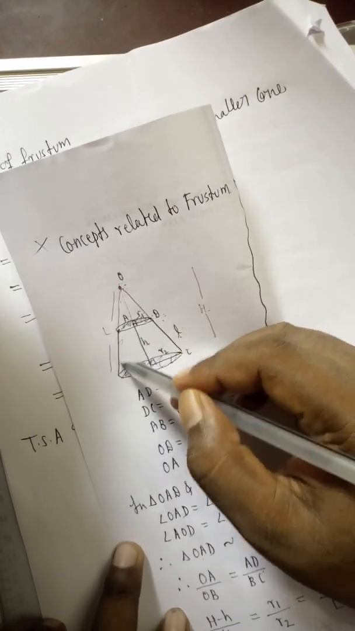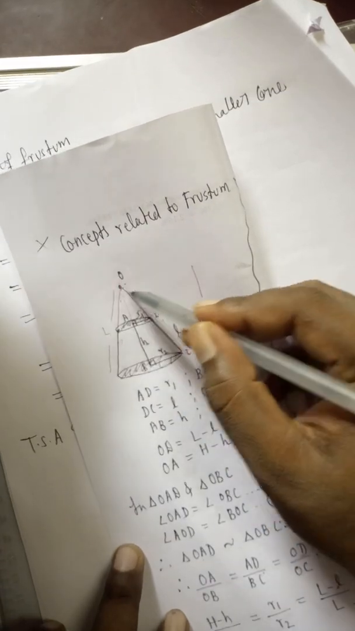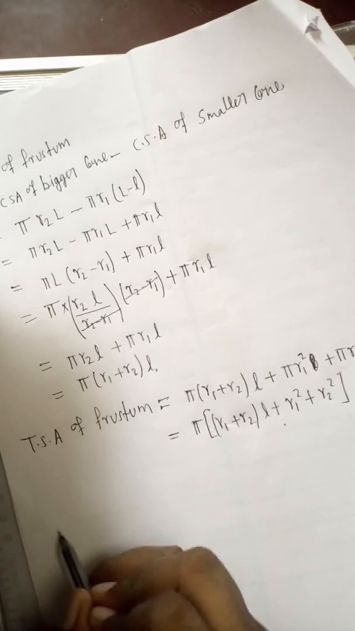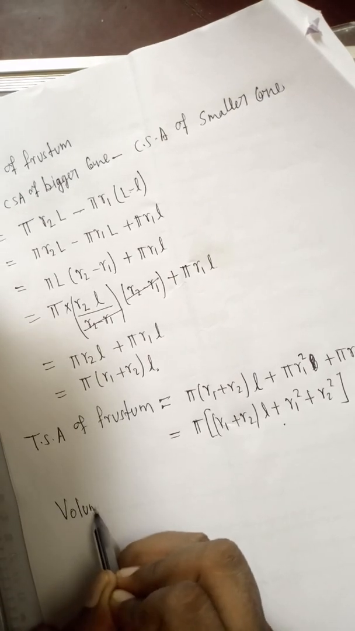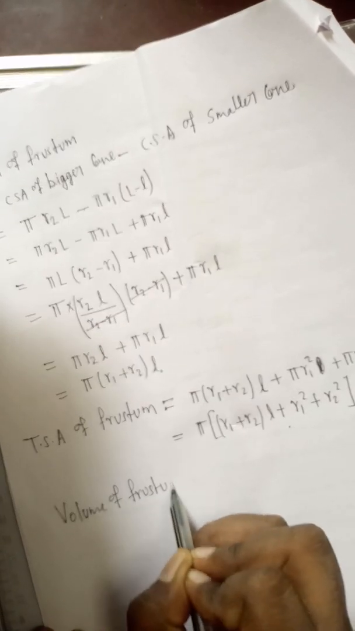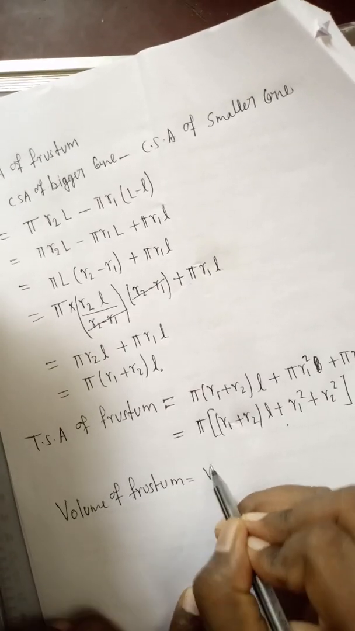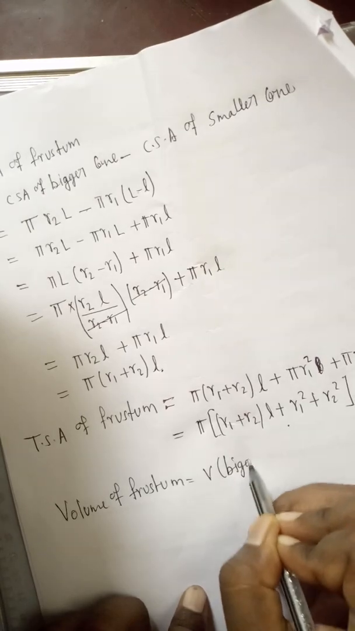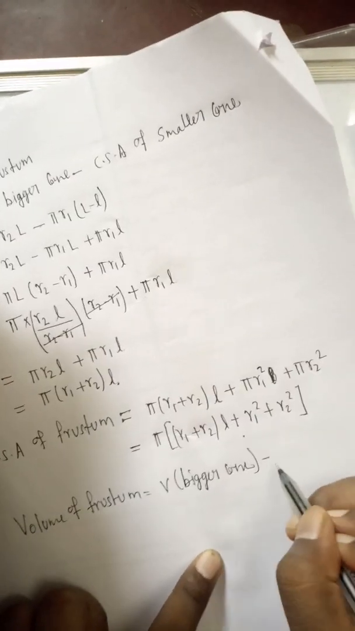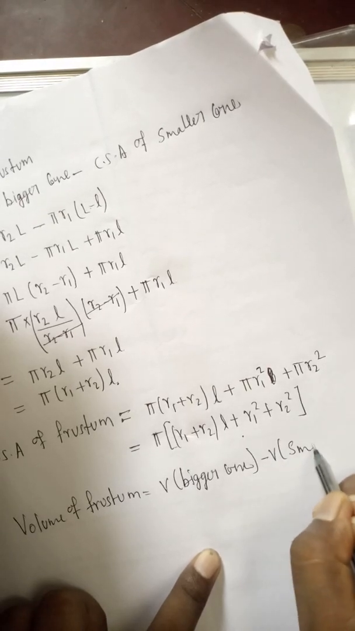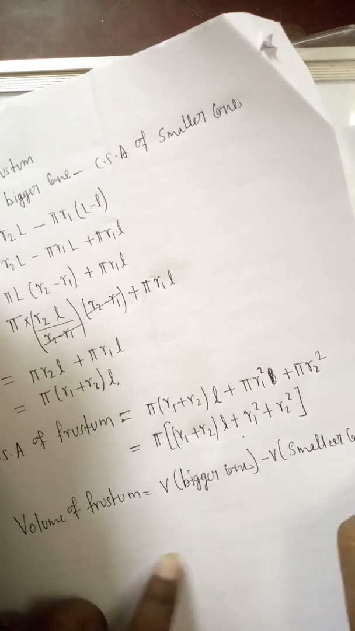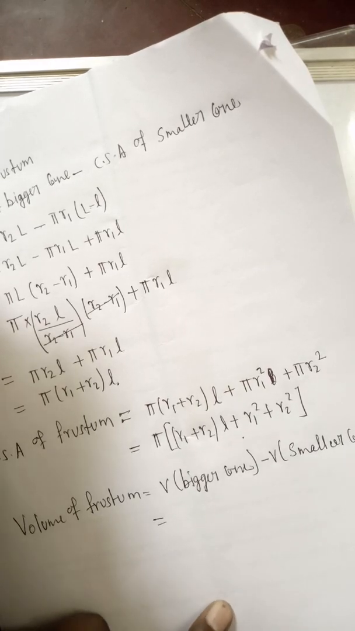Volume of this frustum will be what? Volume of the bigger cone minus volume of the smaller cone. So in the same way, when I'm talking about volume of frustum, that will become volume of bigger cone minus volume of smaller cone. So volume of bigger cone is what?